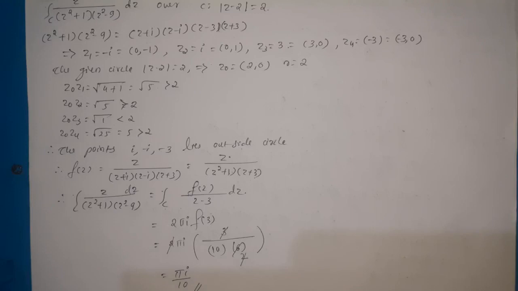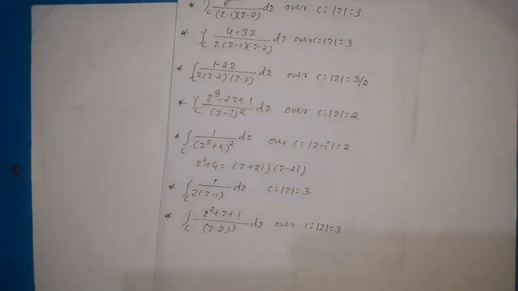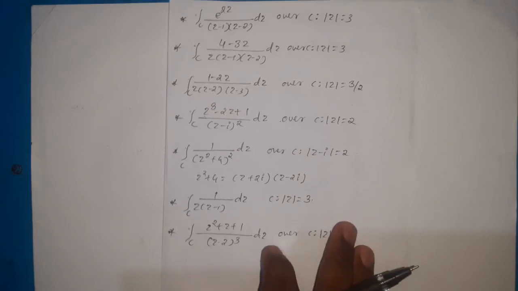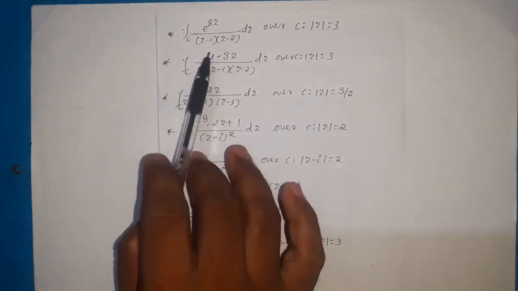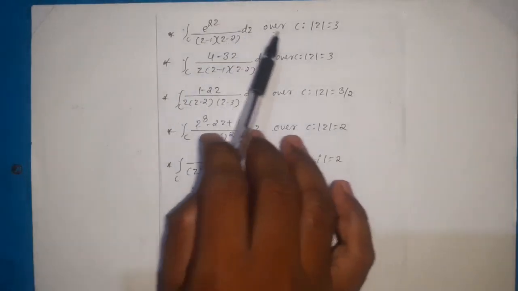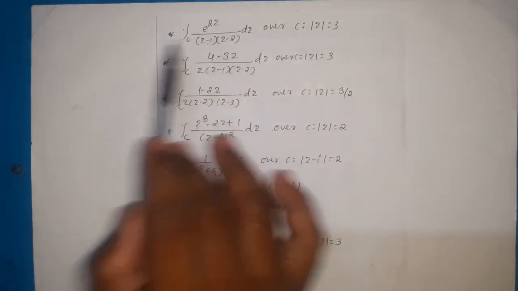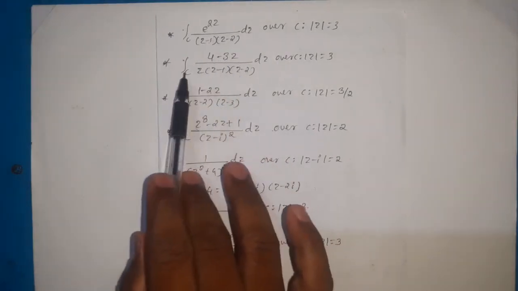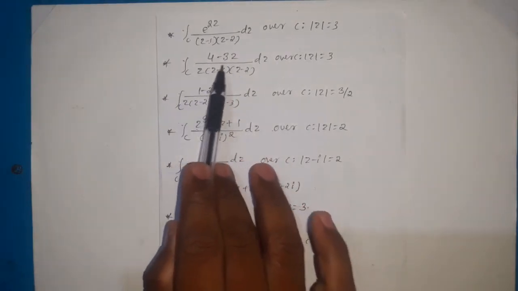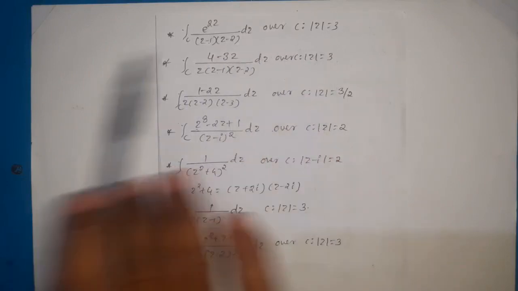So let us take the assignment questions on this topic. These are the assignment questions. The first one is the integration over c of e power 2z divided by (z minus 1)(z minus 2), where c is mod z equal to 3. Here we have 2 terms in the denominator, so use partial fractions. Then 4 minus 3z divided by z(z minus 1)(z minus 2), circle is mod z equal to 3.